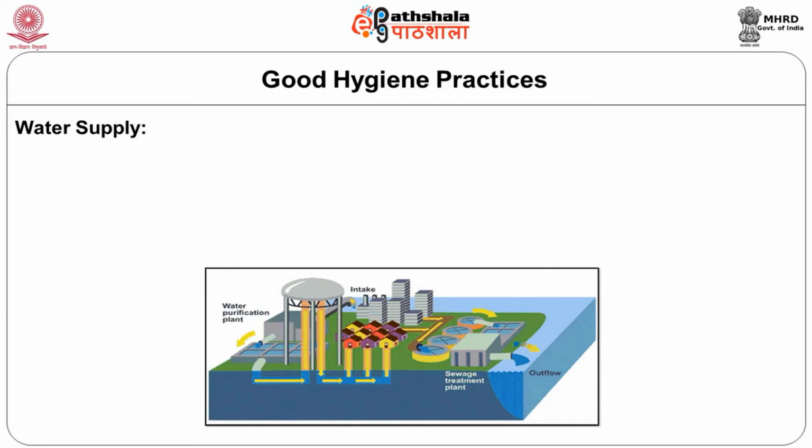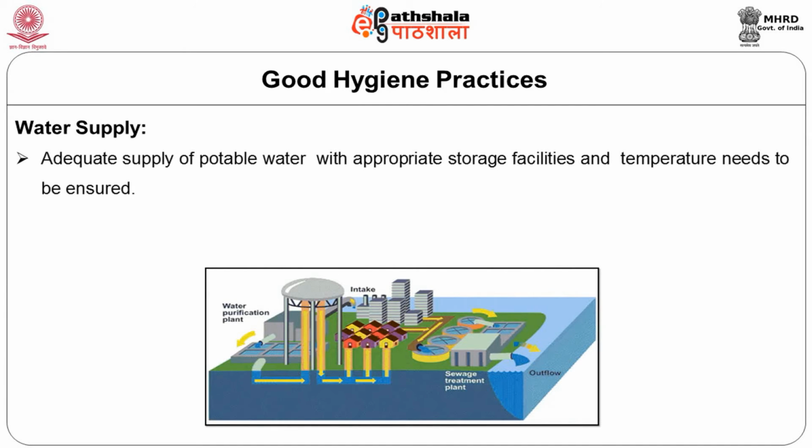Then what about the water supply? That is the most important part of the food processing unit. An adequate supply of potable water is very important. It has to be potable water with appropriate storage facilities. So how are you storing the water, and what are the facilities? That facility itself should not become a source of contamination, and even the temperature has to be taken care of. What is the temperature that we are expecting, and how it has to be stored, also has to be considered.